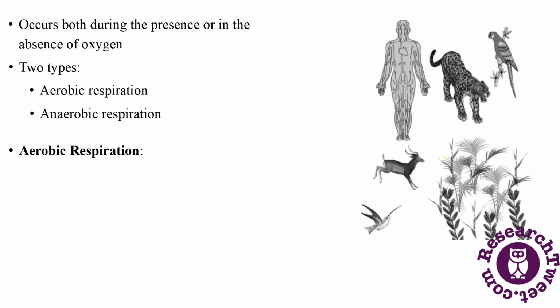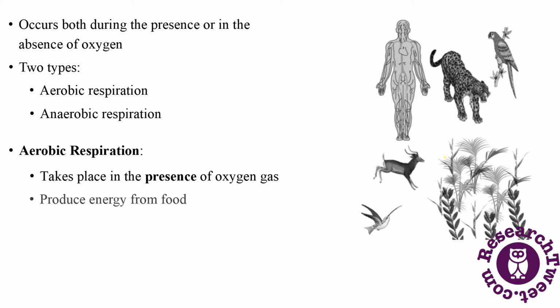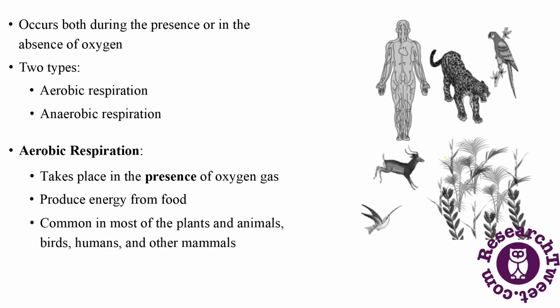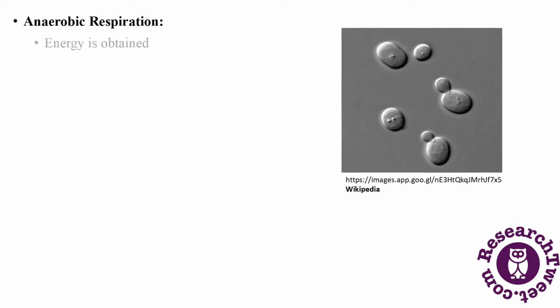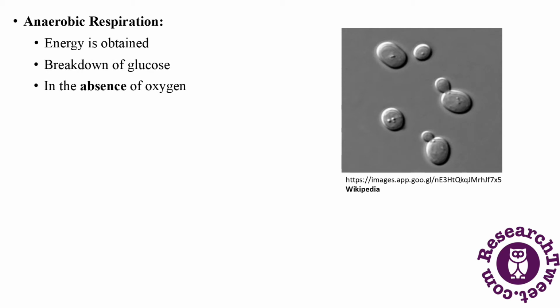Aerobic respiration. It is a process of cellular respiration that takes place in the presence of oxygen gas to produce energy from food. Aerobic respiration is common in most of the plants and animals, birds, humans, and other mammals. Anaerobic respiration. It is a process in which the energy is obtained by the breakdown of glucose in the absence of oxygen. One of the best examples of anaerobic respiration is the process of fermentation in yeast.